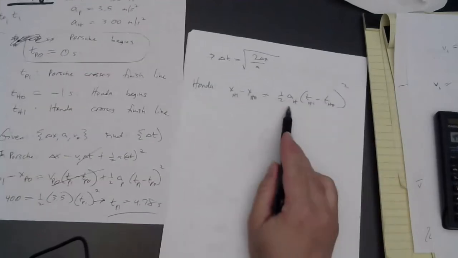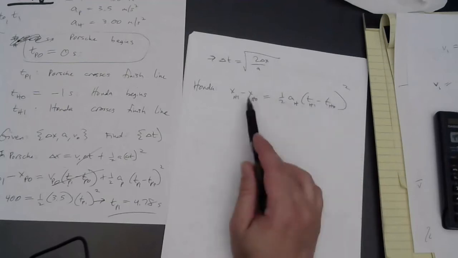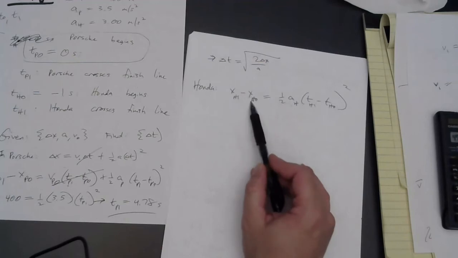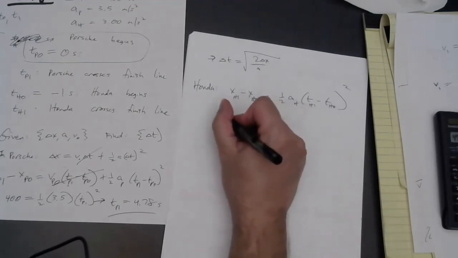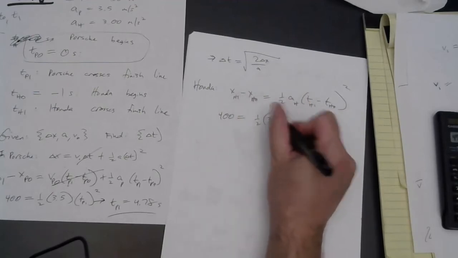So remember, this is the Honda's acceleration during this time interval. Now, what are these numbers? The Honda also finishes at 400 meters and it starts from 0. Just because it gets a head start in time doesn't mean that there's any change in the position. It still has to go through 400 meters. So 400, excuse me, this time is 1/2 times just 3.0.